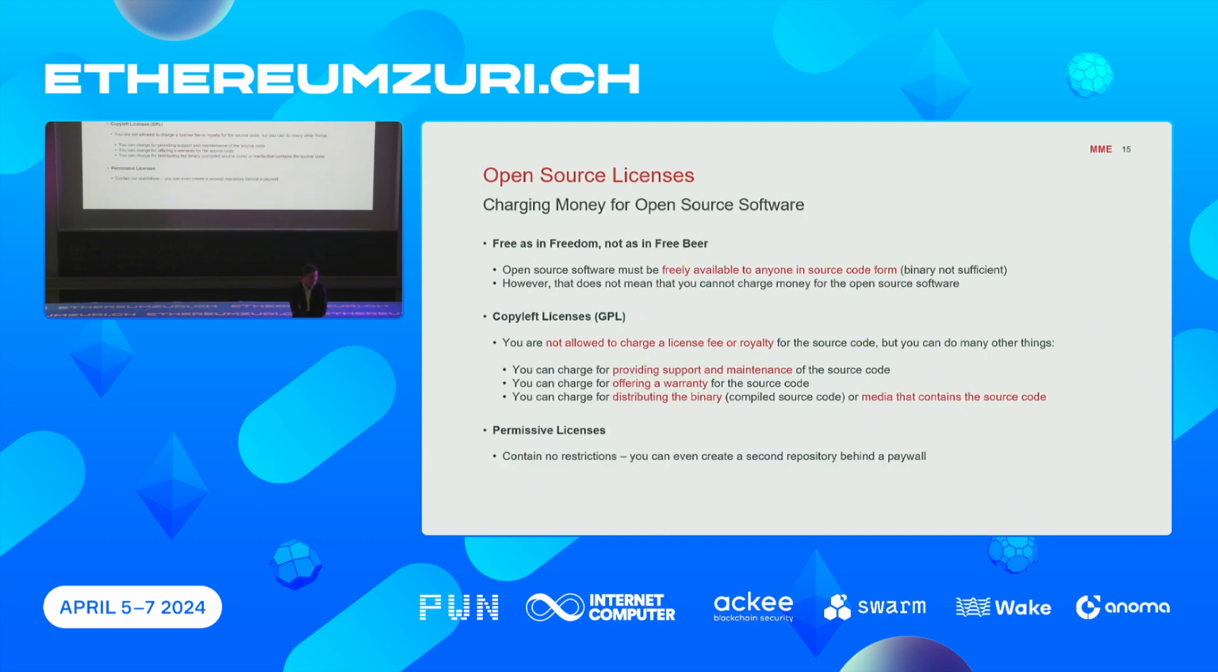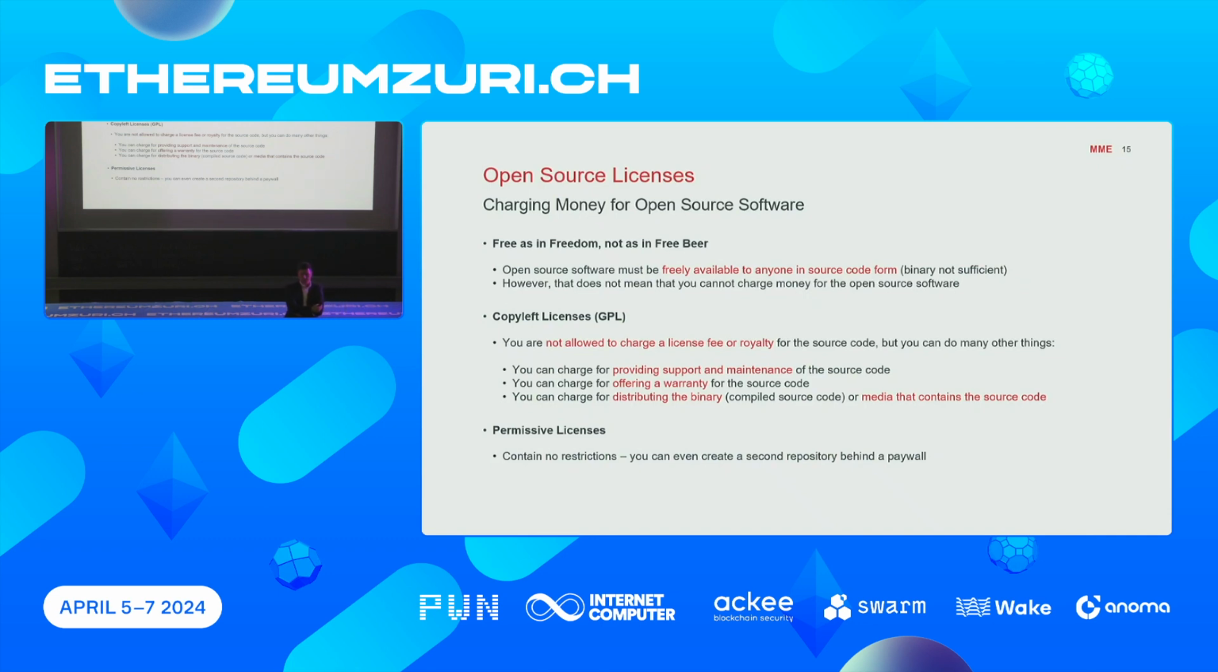Now, what does it mean when you talk about open source software? Is it free? People hear that often. And you probably often hear, it's free as in freedom, not as in free beer. But what does that mean? To keep it short, the software must be freely available to anyone in source code form, right? Binary is not enough. It needs to be the human-readable source code. That is the one requirement. That does not mean that you cannot make money with it.